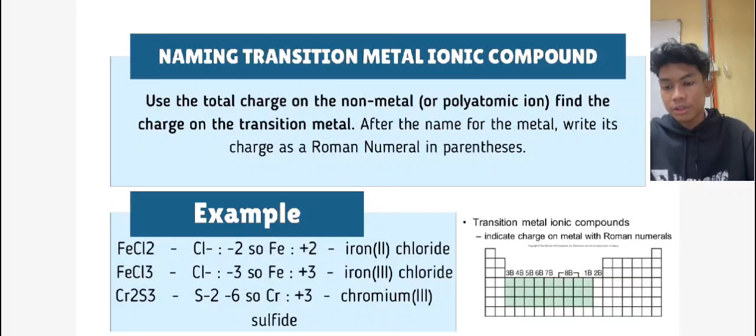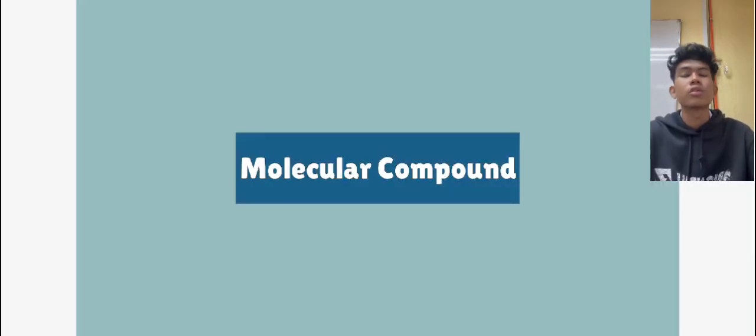Another example is CuO, which is copper(II) oxide. Here, copper has a positive 2 charge. Got it? Great. Now, let's move on to covalent compounds.